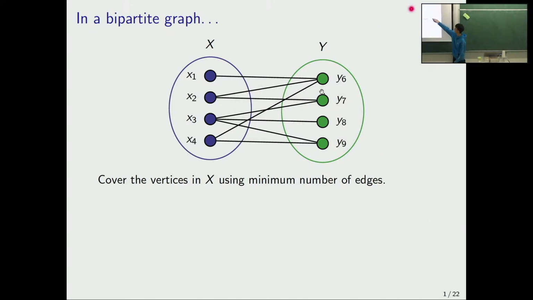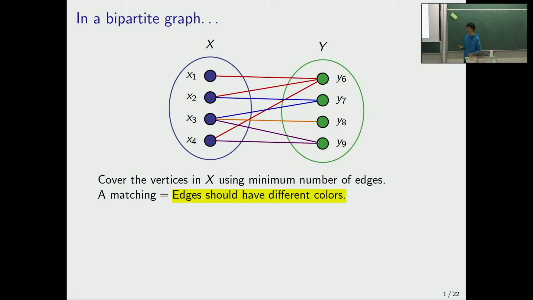For example, we can use these upper three edges, and we can use the middle edge connecting x3 and y8. This may cover all the vertices in X, but we have no further conditions. But if we want to find a matching, then we should think more. Finding a matching is equivalent to finding edges like this. We color the edges so that the edges meeting at the same vertex in Y have the same color. Those three edges meeting at Y6 have the same color, red. And if we find edges covering the vertices in X that have different colors, then this is equivalent to finding a matching covering X.